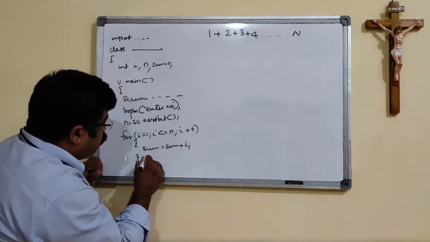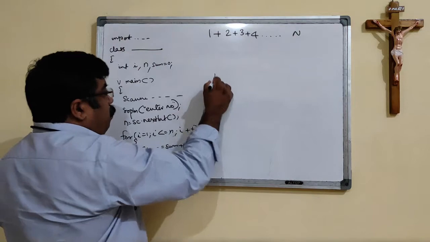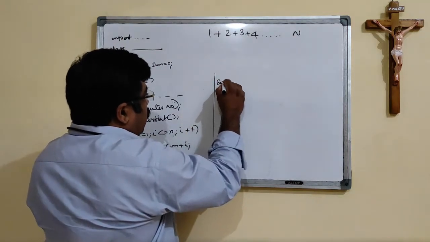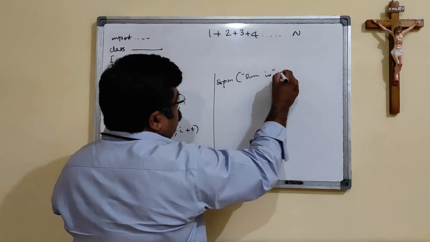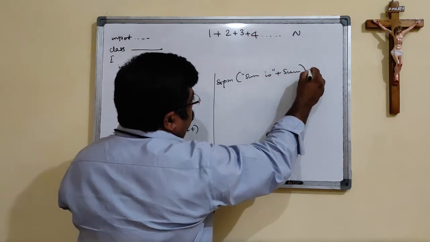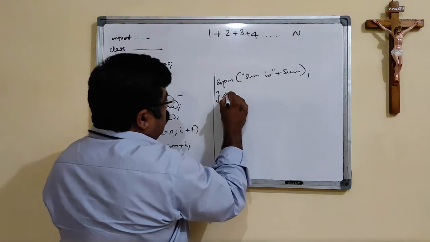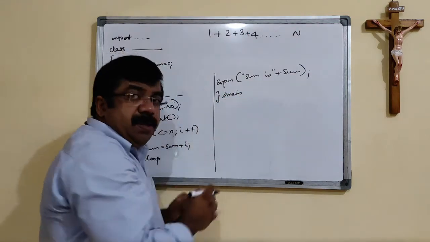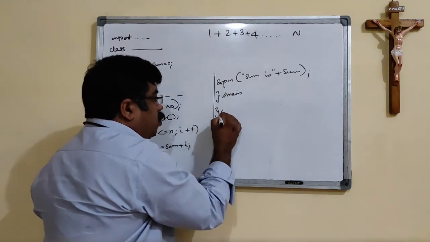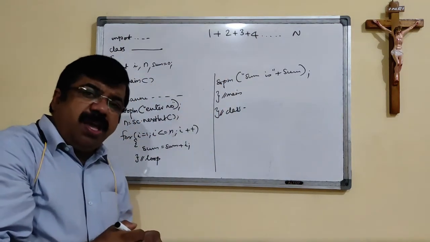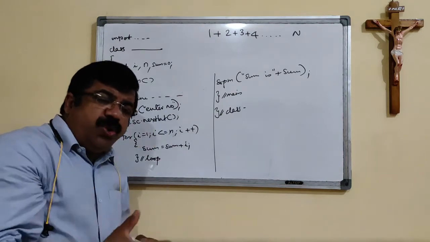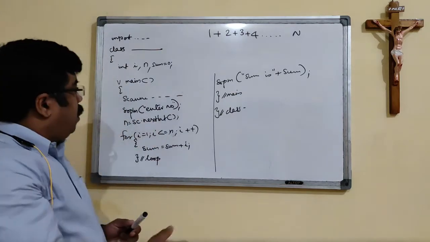The loop is closed. When the loop is over, you may print System.out.println, the sum is plus the variable sum. Main is closed. Okay, and then we are closing the class. Let us see how this program is going to execute.